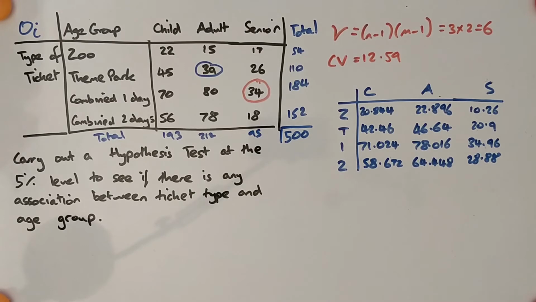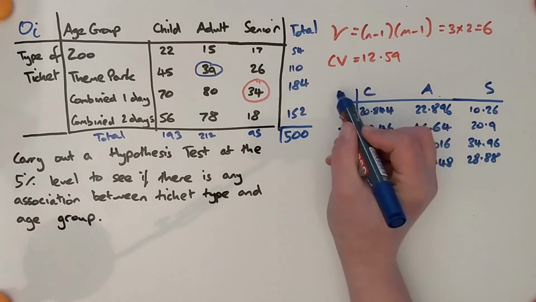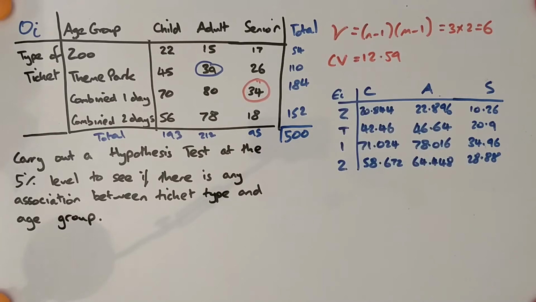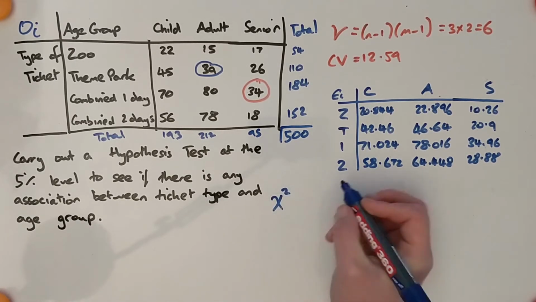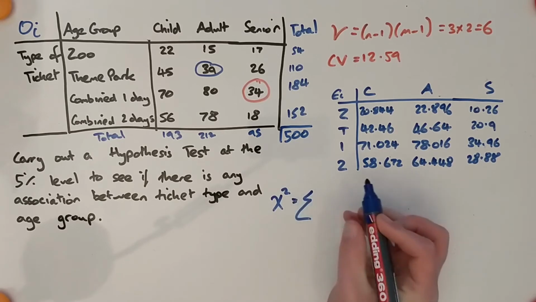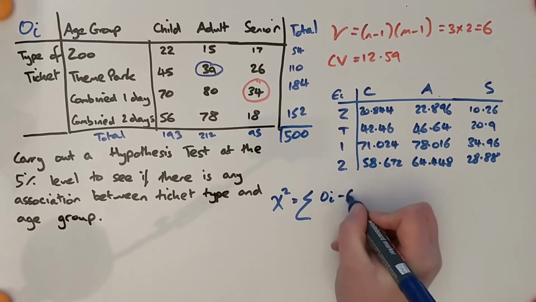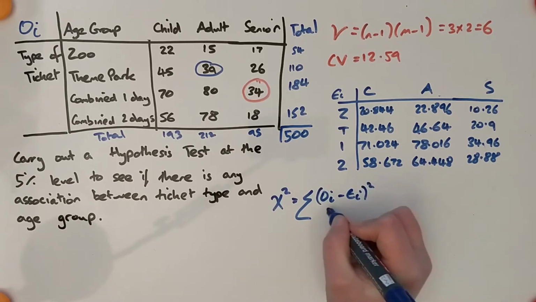Okay, so here are now my expected values, so EI. Okay, now to work out our chi-square value, we just do our observed values, take away our expected values, square it so that we don't care which one is bigger, and then divide it by our expected values. Okay, that gives us how far away our observed and our expected are. So for our chi-squared value, we do the sum of the individual values. So observed take away expected squared over expected.